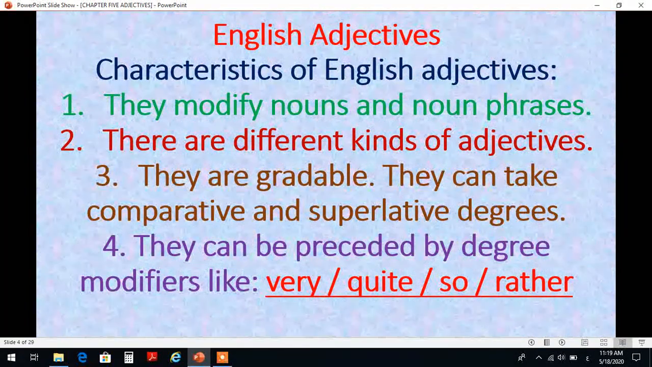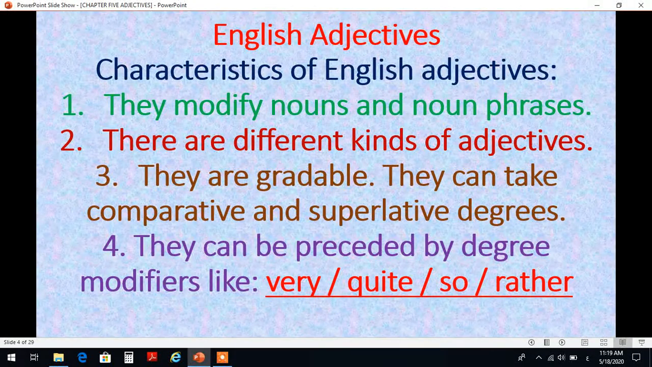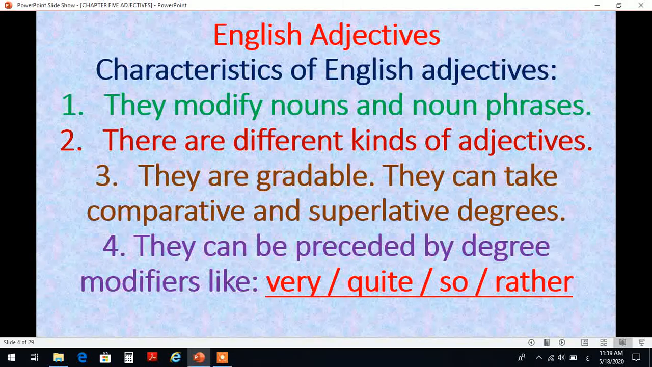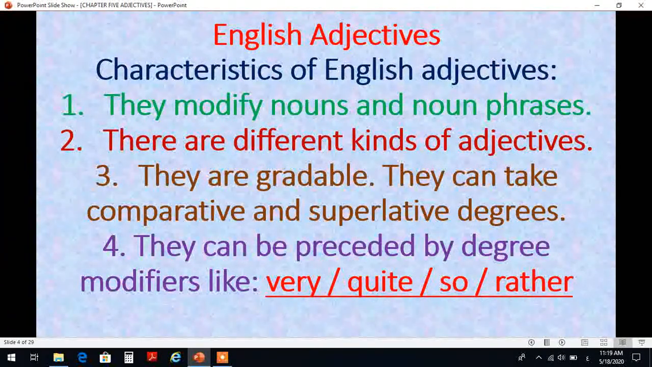Number 2, there are different kinds of adjectives. هنالك أنواع كثيرة مختلفة من الصفات في اللغة الإنجليزية وسنناقشها بعد قليل. Number 3, they are gradable. إنها قابلة للمقارنة. They can take comparative and superlative degrees. أي ممكن أن نستخدم فيها درجات المقارنة الأولى بإضافة ER أو درجات المقارنة الثانية بإضافة EST. Number 4, they can be preceded by degree modifiers like very, quite, so, rather. إذا يمكن أن تسبقها كلمات تحديد معينة مثل very or quite or so or rather.